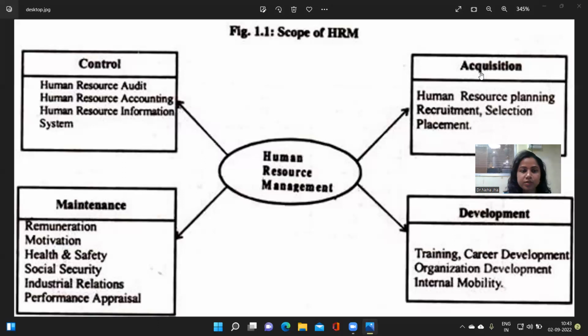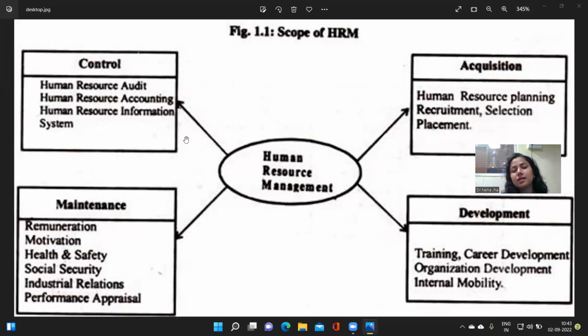Before acquisition, we need to plan out what all things we need in acquiring any manpower, right? Because the scope of HRM is indeed very vast and wide, okay? And it includes all activities starting from manpower planning till the employee leaves the organization. The scope of HRM consists of acquisition, as you can see from this diagram, development, then comes maintenance, and then the last step is control. This is the main scope of human resource management.